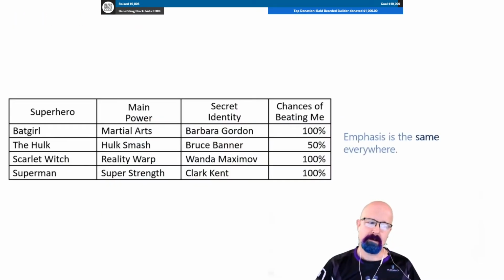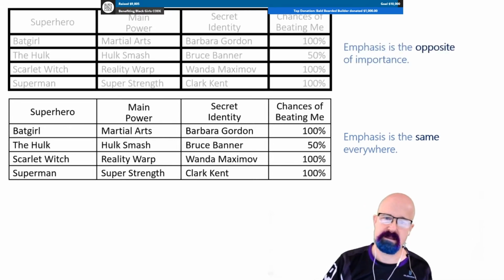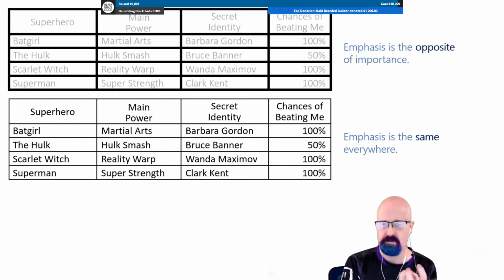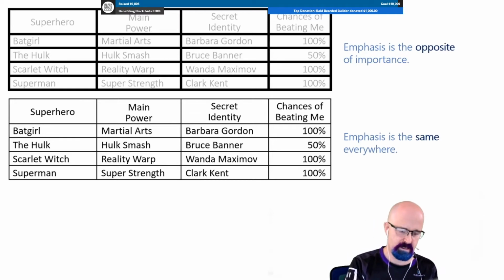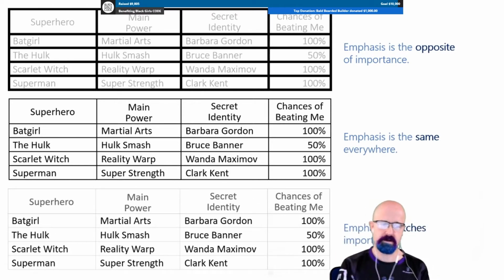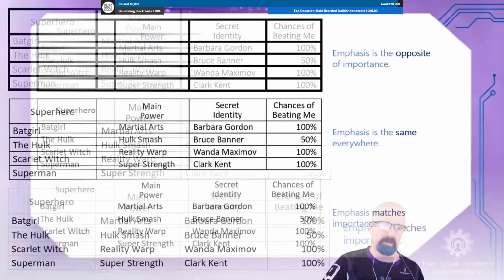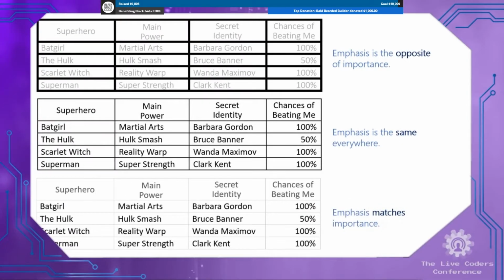Now, what happens if we change that up a little bit? Let's say we take the low value information and make it really thick and high contrast. Here you can see emphasis is the opposite of importance. We can also do the other direction, and here you can see that emphasis matches importance. Let's get me out of the shot so you can see that summary.